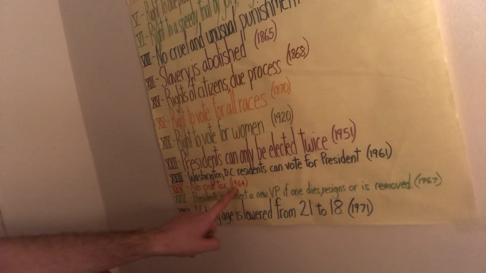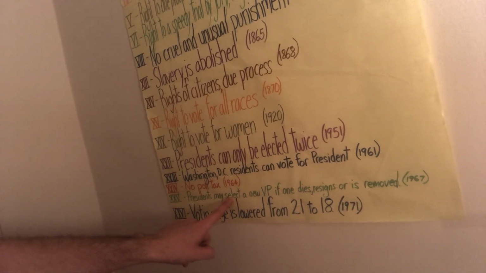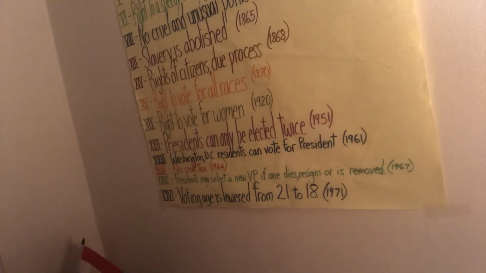24, no taxing people to vote. 25, the rules about who takes over if the president dies. And 26, the voting age is lowered from 21 to 18. So that is the Constitution in a nutshell. There's so much more to learn, of course.